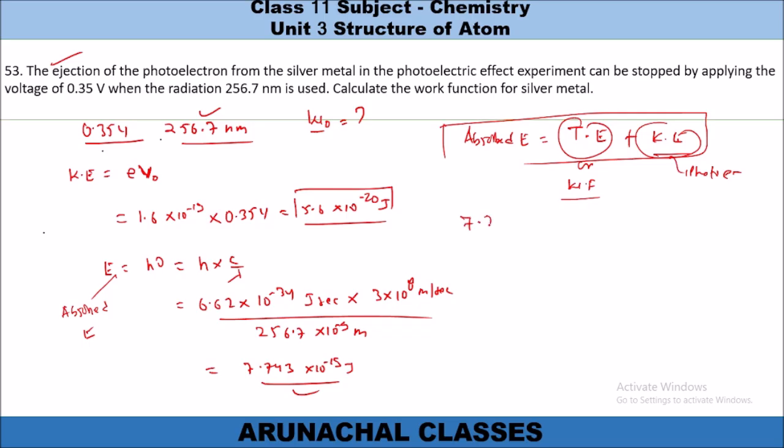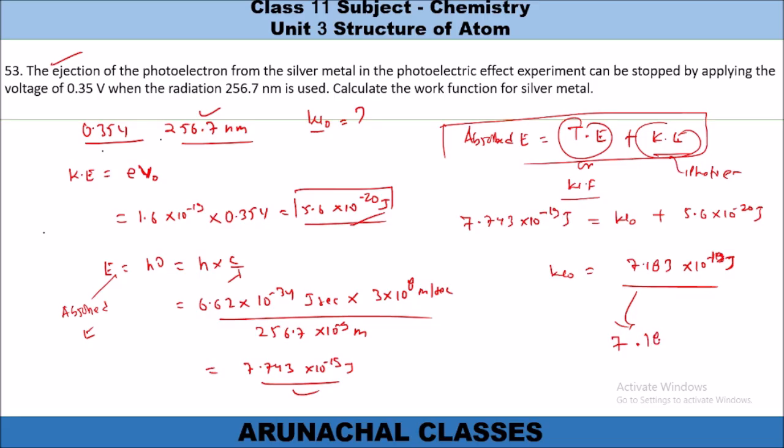Absorbed energy we have found, that is 7.743 into 10 power minus 19 joule, equal to work function, that is W naught, plus kinetic energy, which we have found as 5.6 into 10 power minus 20 joule. Now we can solve this one. We get the W naught value, that is work function, as 7.183 multiplied with 10 power minus 19 joule. Now we can convert into electron volt by dividing with 1.6, the charge of electron, into 10 power minus 19 coulomb. 7.183 into 10 power minus 19 divided by 1.6 into 10 power minus 19 is equal to 4.48 electron volt.